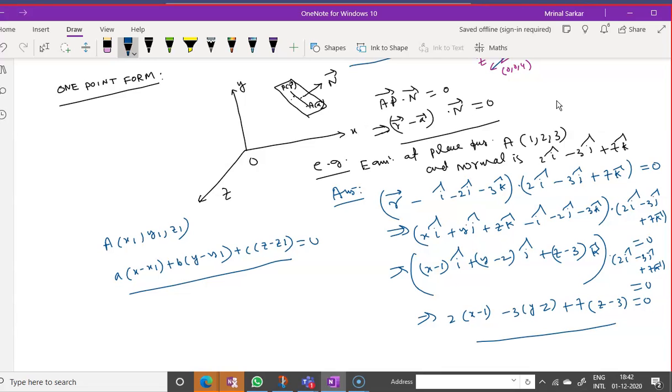Like in this case, directly you can write. For some students, the scalar form looks easier because they will write simply 2 into x minus 1, in one step only, minus 3 into y minus 2, plus 7 into z minus 3 equal to 0. Okay. You can also do that, but vector form has several other advantages. So we learn vector form also properly.